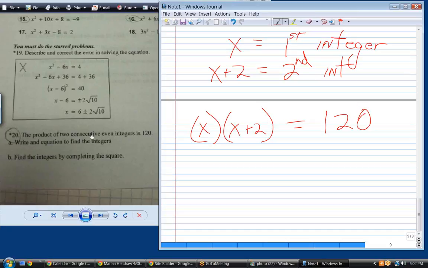In other words, word problems always have to be converted to algebraic equations, and this is a perfect example. Define our variables and then write the equation that fits this sentence. The product, the multiplication of these two things, is equal to 120. Now find the integers that they're talking about by completing the square. So what's the first step going to be to make this resemble the problems we've been doing?